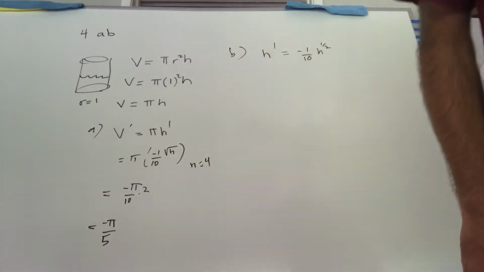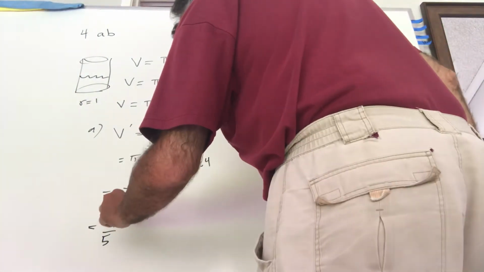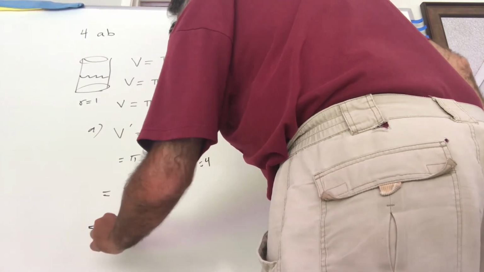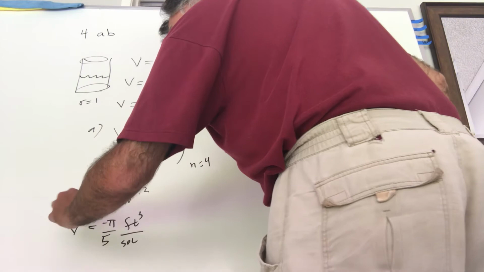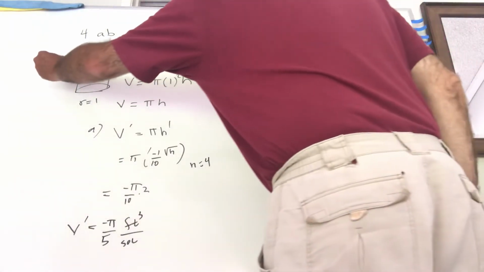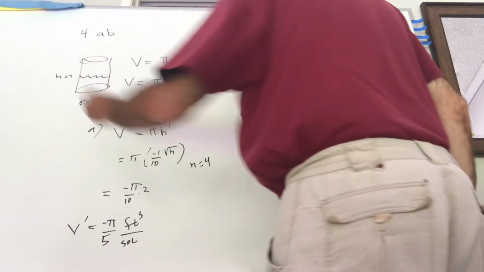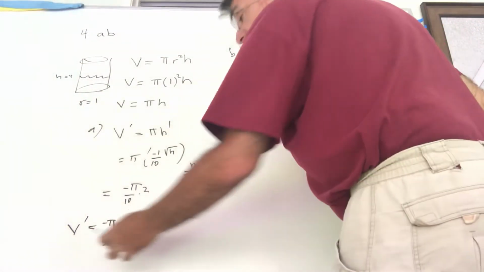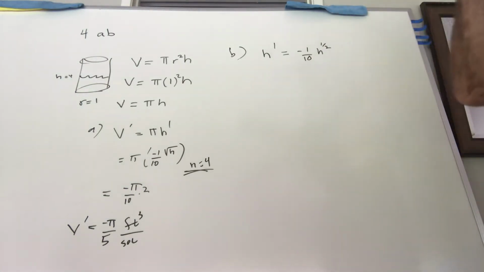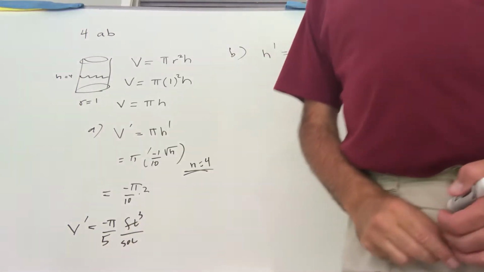What are the units on this thing? Oh, cubic feet per second. Remember, we're finding V prime here. So on the first question, when the water level is 4, what we know is that the water is leaking out of the tank at negative pi over 5 cubic feet per second. So there's the rate of change of that volume.